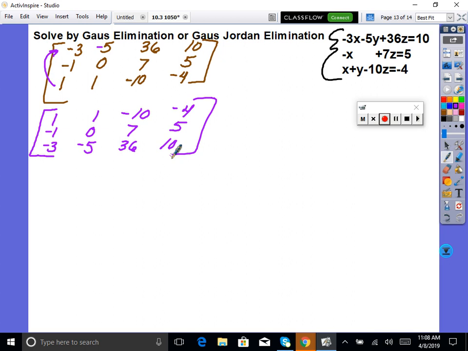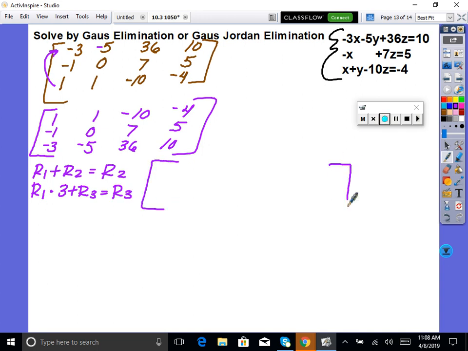Okay, next step is to get a 0 here and here. So won't I do row 1 plus row 2 equaling new row 2? And then let's do two words. Row 1 times 3 plus row 3 equaling new row 3. You guys start doing it while I write down row 1. It's going to go 1, 1, negative 10, negative 4, and then it's going to go 0, 1, 3, negative 3, and then 1.